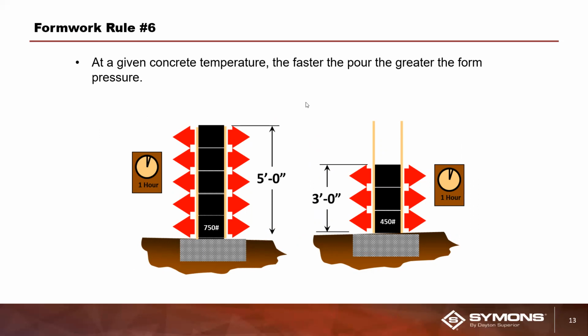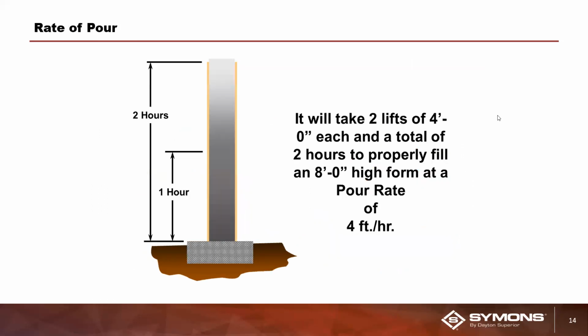So given the concrete temperature, the faster the pour, the greater the form pressure. At 1 hour, if you pour 5 foot per hour, you've got 750 pounds. If you only pour 3 foot an hour, you only have 450 pounds per square foot. Typically, if you're going to pour an 8 foot high wall, it'll take you 2 lifts of 4 foot each, for a total of 2 hours to place that wall properly, at a pour rate of roughly 4 foot per hour.